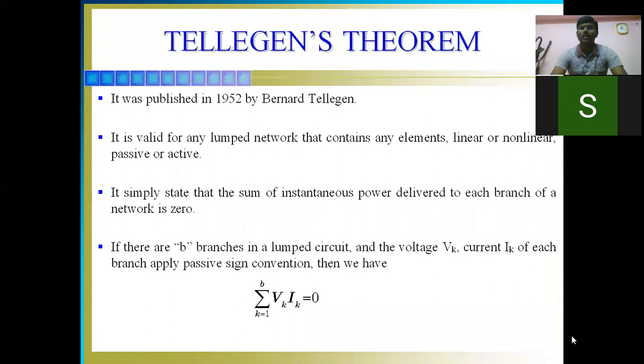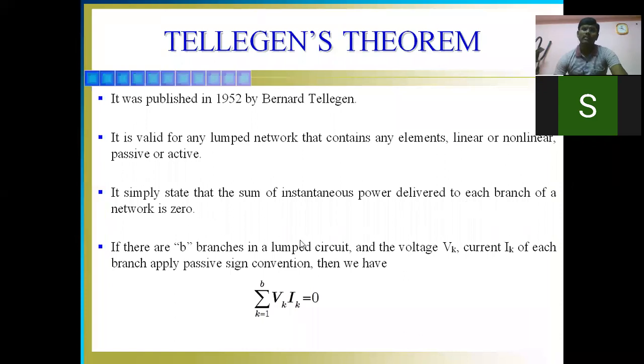Lumped means the parameters which are separable for analysis. Therefore it is valid for any lumped network that contains any type of elements, linear, non-linear, active or passive. It simply states that the sum of instantaneous power delivered to each branch of a network is zero.